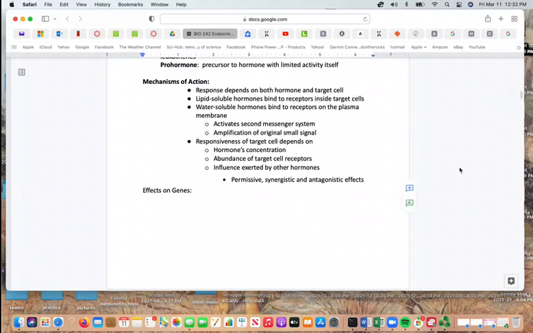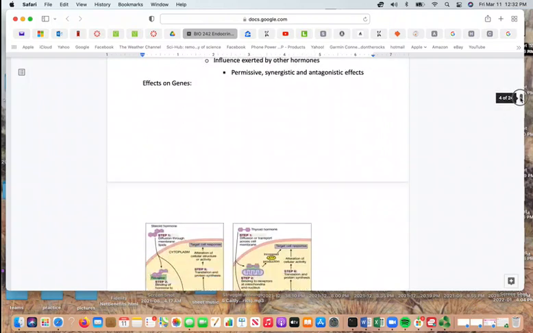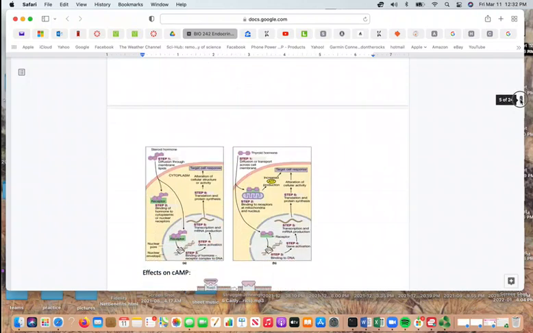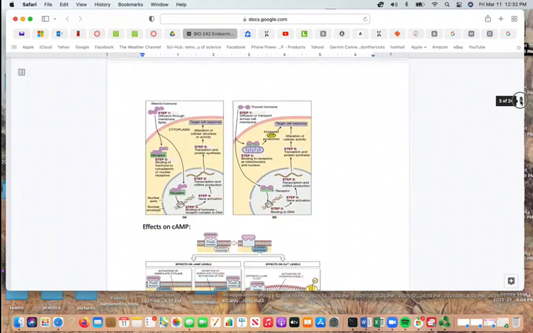So the effects may be permissive, where they allow something to happen, synergistic when they work with something, or antagonistic where they're going to oppose something. So they can end up having effects directly on genes.